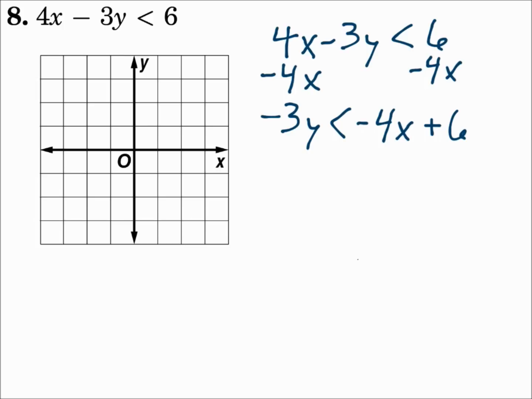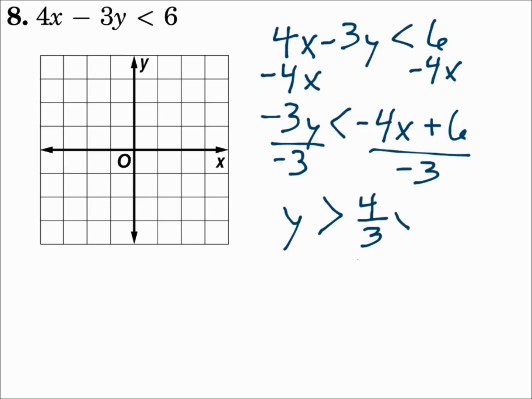Then divide both sides by negative 3. The negative 3's cancel on the left and leave a y. Since we divided both sides by a negative, we flip that sign around. Negative 4x divided by negative 3 is a positive 4/3 x. 6 divided by negative 3 is negative 2. And now let's graph.